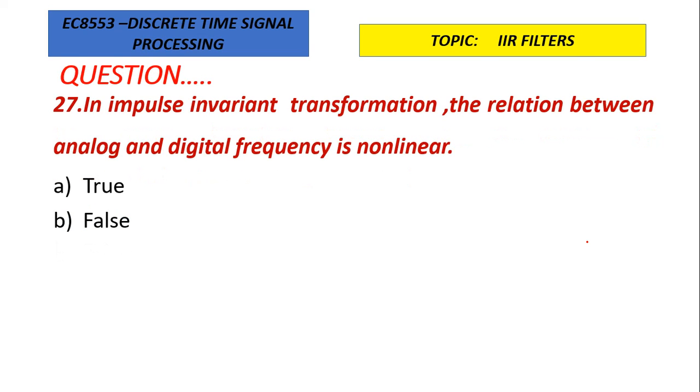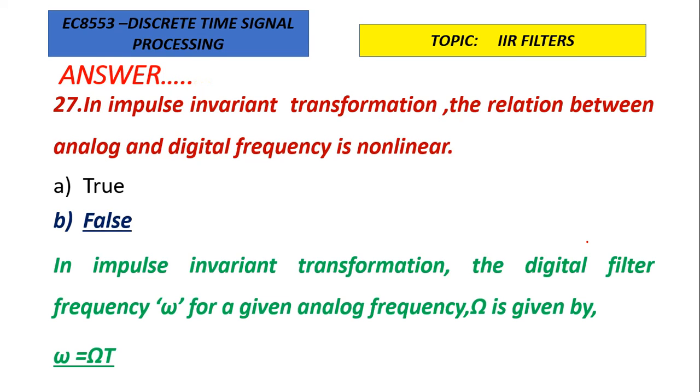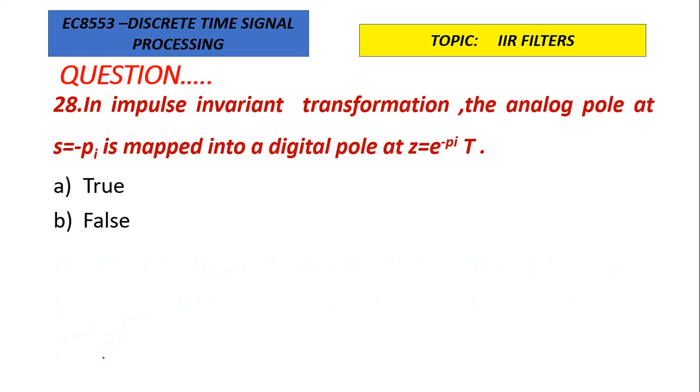In impulse invariant transformation, the relation between analog and digital frequency is non-linear. So relation between analog and digital is non-linear in the IIM method. True or false? It is false, because we have studied omega. Digital frequency omega is linearly related to analog frequency by a factor called T, the sampling interval. So omega is linearly proportional to ohm. So the given statement is false.